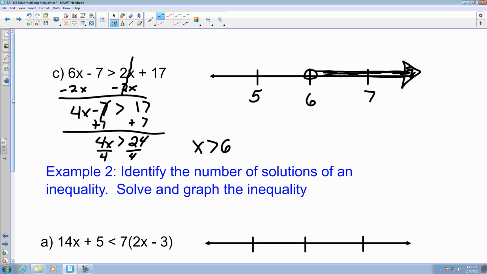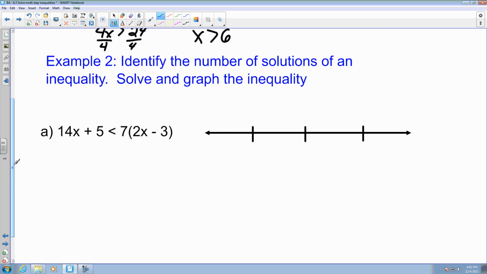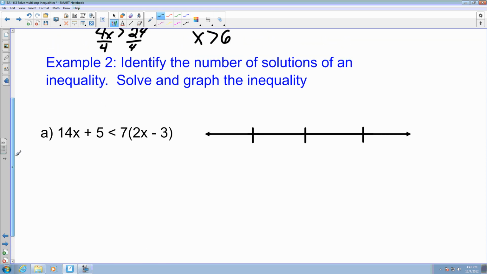The next portion of this assignment deals with identifying the number of solutions of an inequality. Sometimes it doesn't matter what you put in for your x. You can sometimes get no solution or all solutions. Here are two examples. I got a here and I got b down here. So let's look at a first. So I have 14x plus 5 is less than 7 times quantity 2x minus 3.